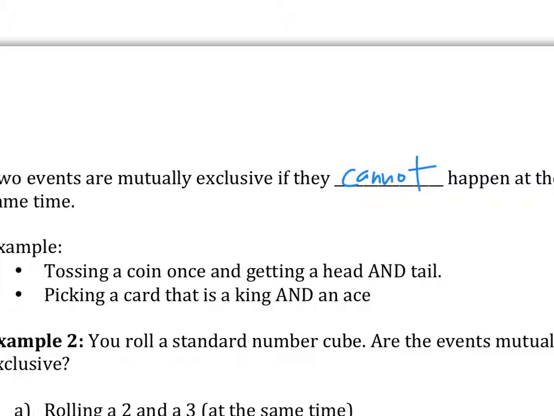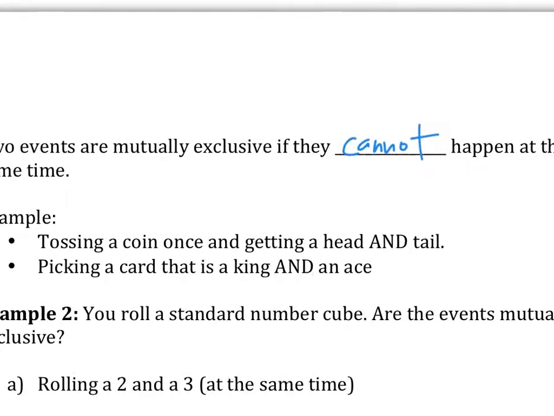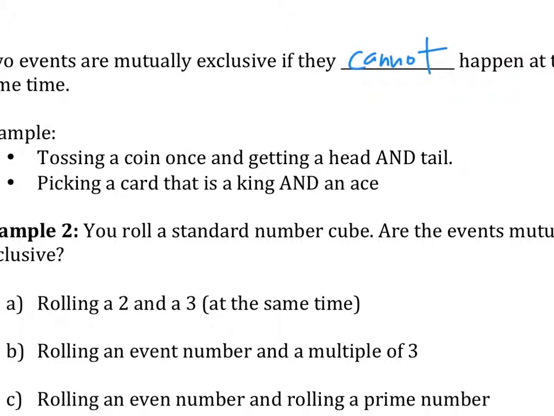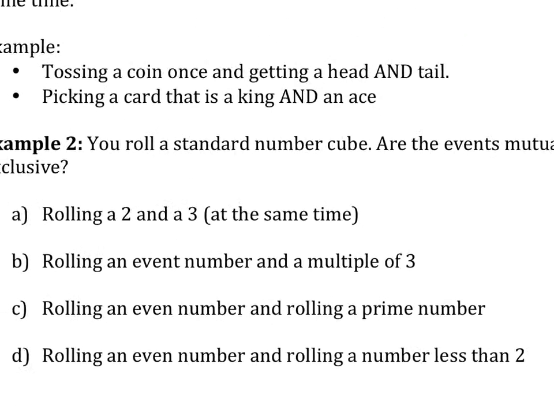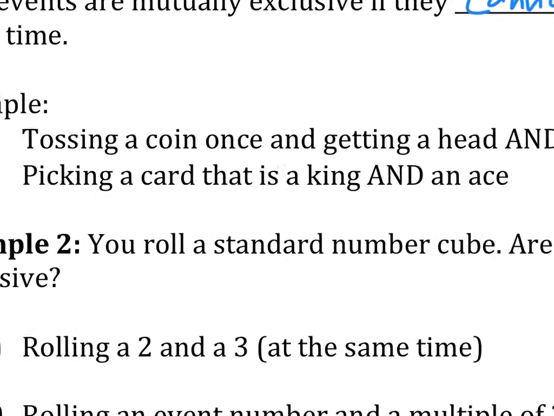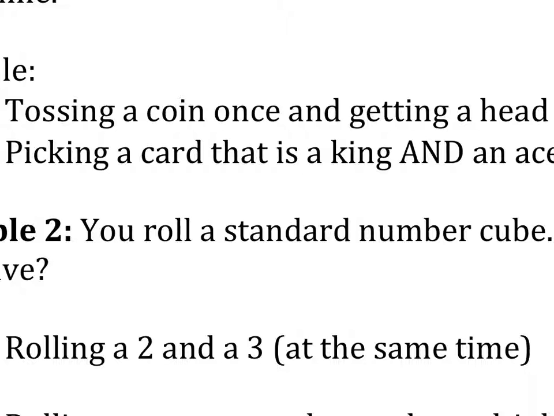Or picking a card that is a king and ace at the same time. That's mutually exclusive. All right, so for example, you roll a standard number cube. Standard number cube goes from 1 to 6. Are the events mutually exclusive? Let me just do the first one with you, and then you can do the rest with your partner. Rolling a 2 and a 3 at the same time.